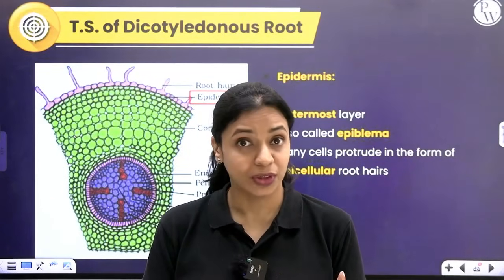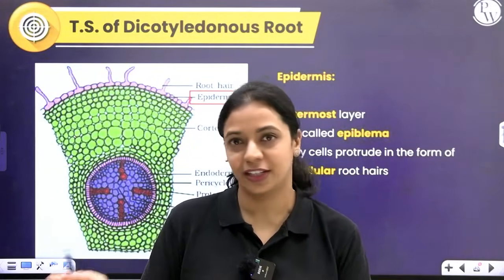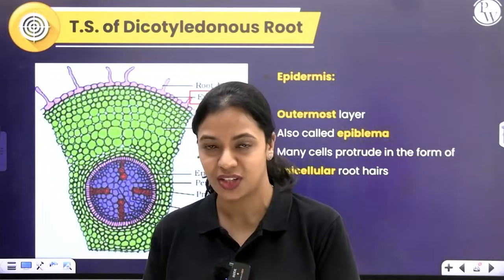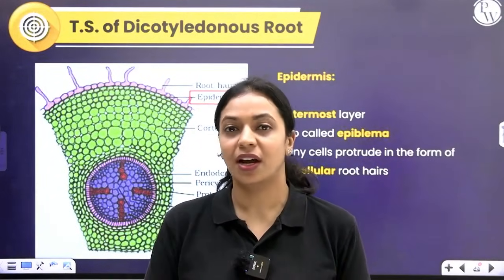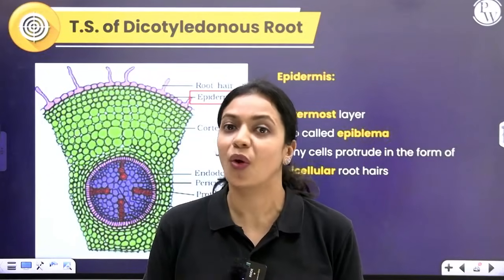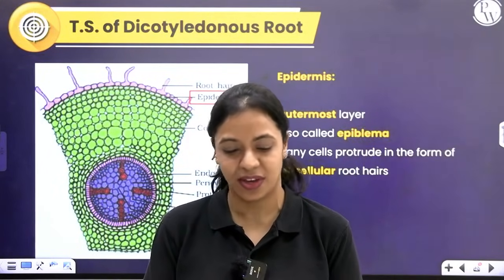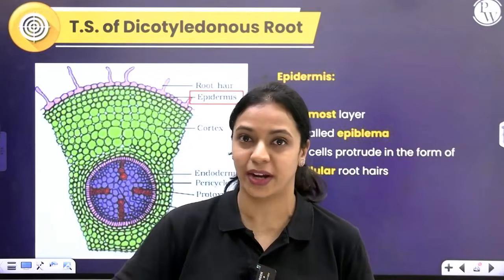So, I told you in the beginning that this chapter can be divided into two parts. In the first part, we learn about different types of tissues. We already finished that. This is the second part. Over here, to learn how these different tissues are organized or arranged inside the plant organs like root, stem and leaves, you have to cut them, open them up and look at it inside, right?